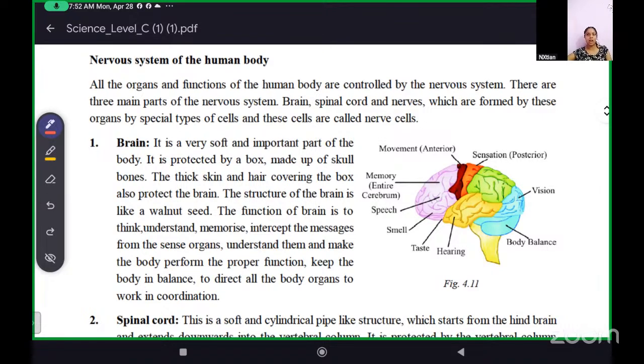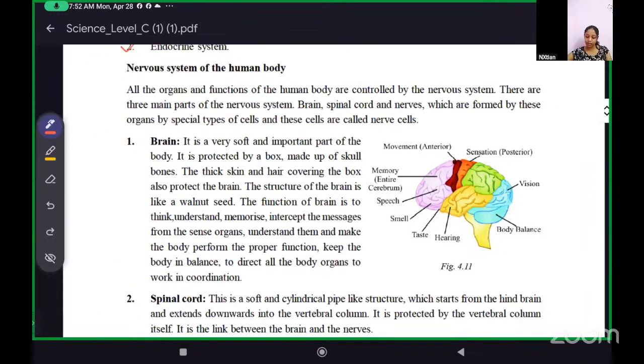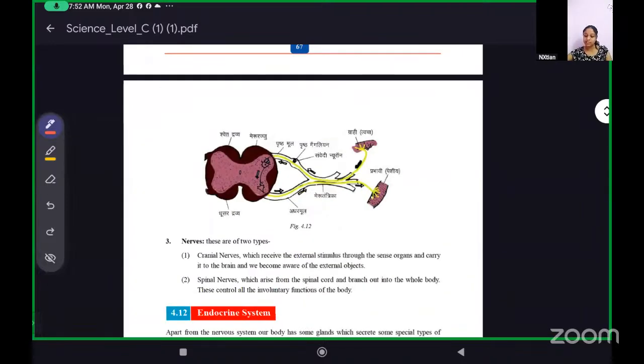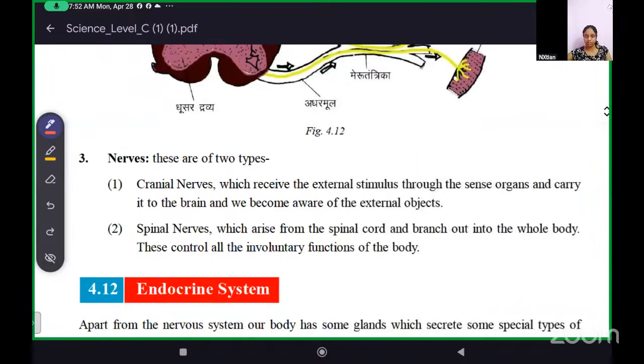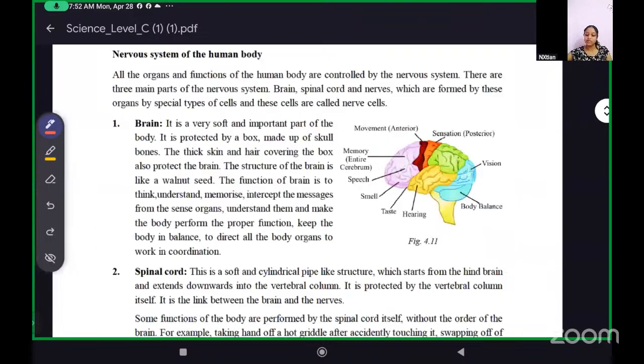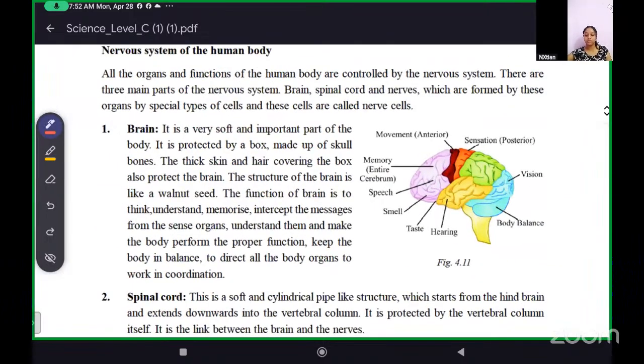They control our movements, our sensations, feelings, and emotions. All of that is controlled by the brain. Now, movement is controlled by the spinal cord, and the sensation and touch are controlled by the nerves. So all of these are parts of the nervous system. There are three main parts of the nervous system: brain, spinal cord, and nerves, which are formed by special types of cells.